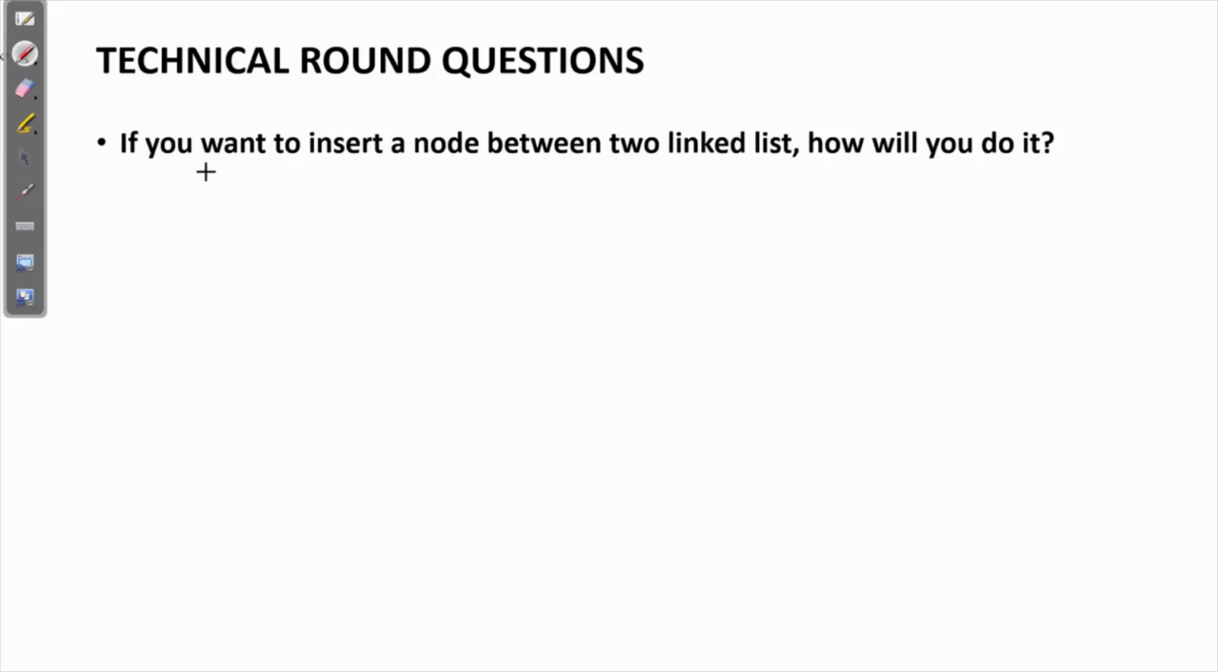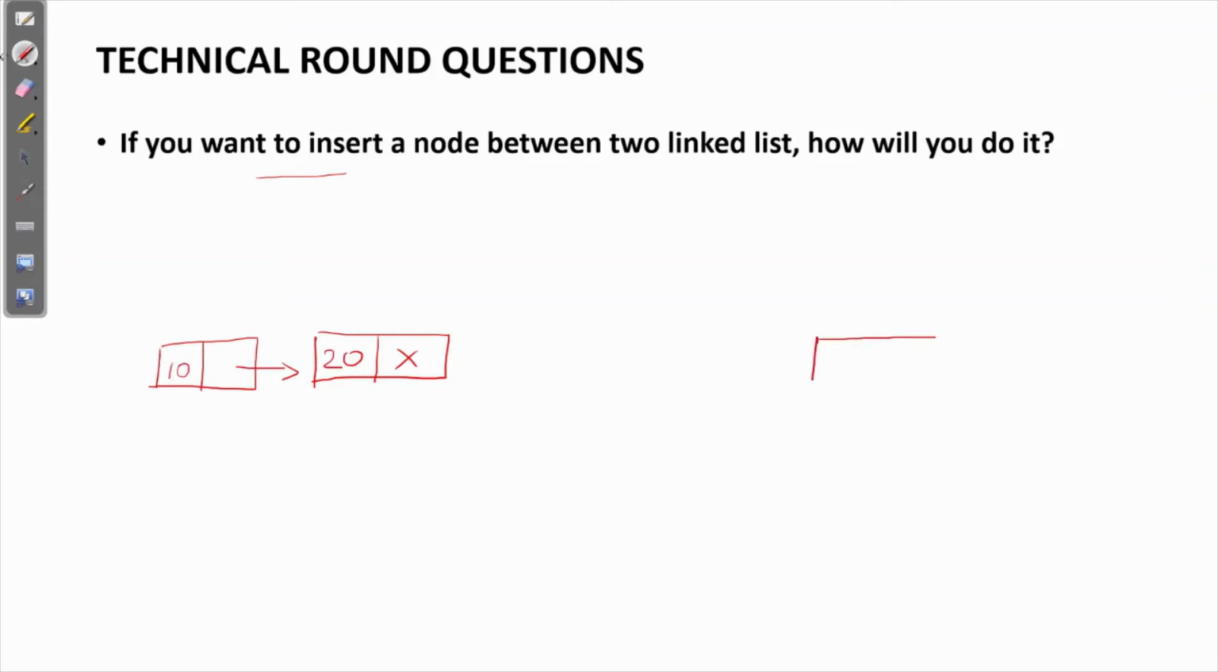It is asked that if you want to insert a node between two linked lists. So suppose we have two linked lists. Let's consider this as linked list 1. We will not take a very long linked list. Just let the first linked list have two elements. For example, let's suppose the elements are 10 and 20.